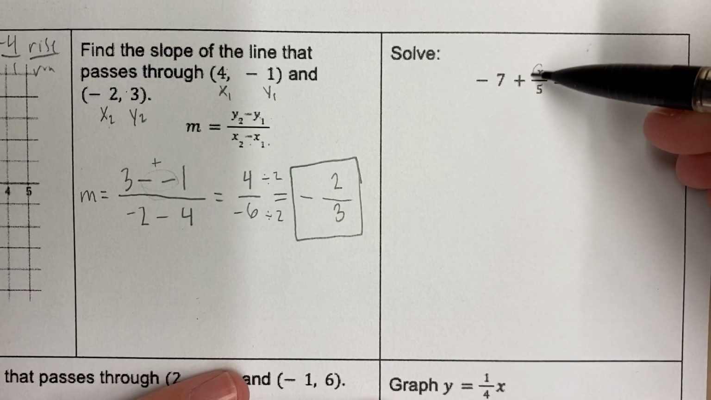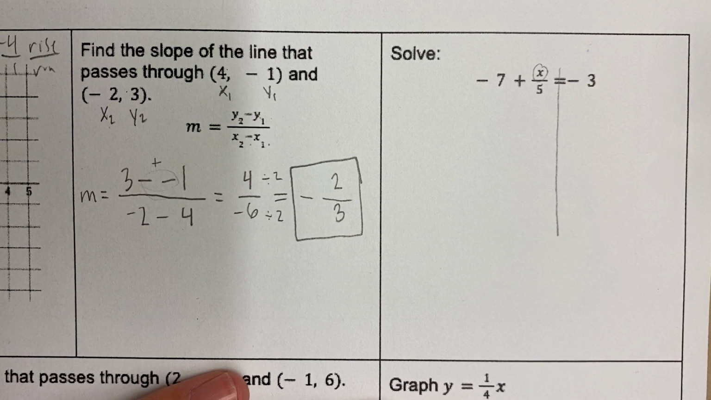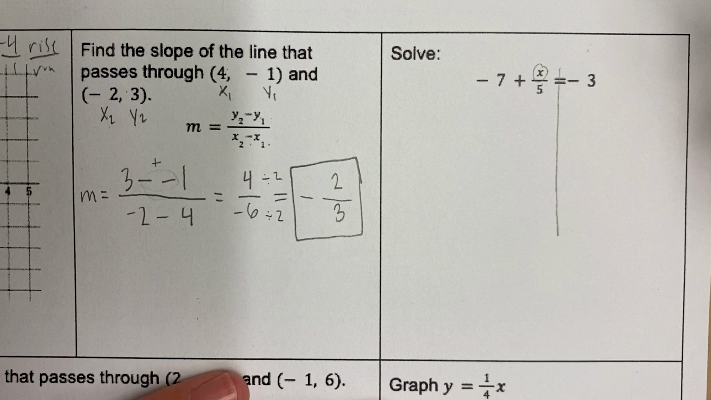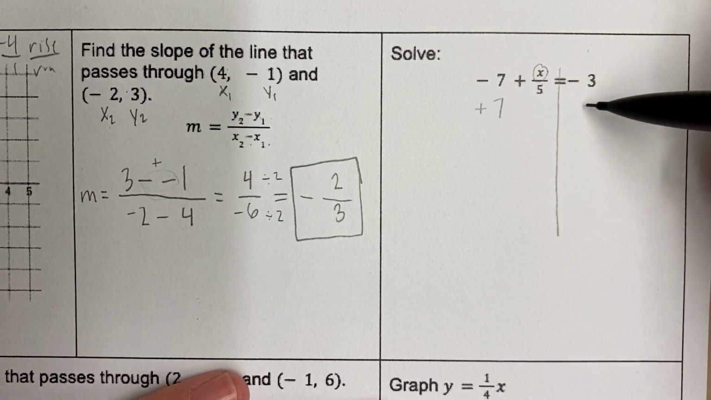If I'm solving this equation, here's the x. I want to get it by itself. Right now the x is being divided by 5, and then this negative 7 is being added. We always deal with addition and subtraction first, so I'm going to get rid of the 7 first.